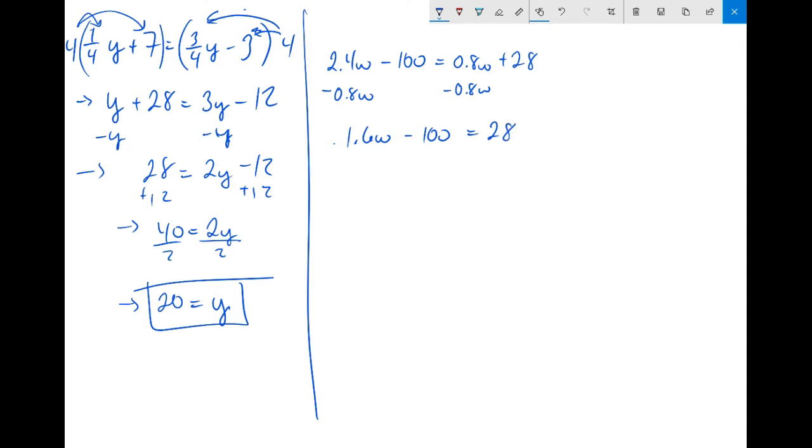Okay. Then we can send our 100 to the other side by adding 100 to both sides. So we'd just be left with 1.6w equals 28 plus 100, which is just 128, and then you just divide both sides by 1.6. And again, since we have our calculators, it's not that difficult to do. You just put 128 divided by 1.6 in your calculator, and that comes out to be what? Is it 80? I'm getting 80s all around, so I like that.